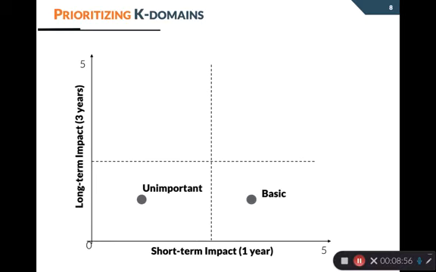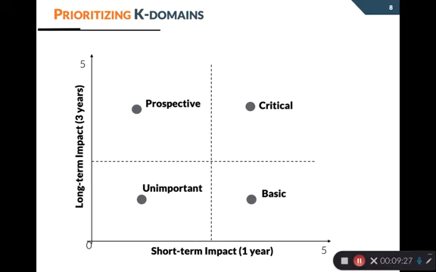Some knowledge domains are called basic. They are important in short term, but in long term, their value shrinks. Some domains are called prospective, which means in short term, you may not feel their importance, but as time passes, they become more and more important. And there are critical areas of knowledge that are important both in short term and long term.